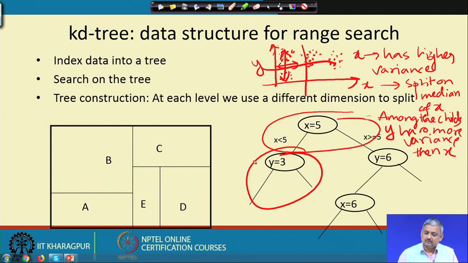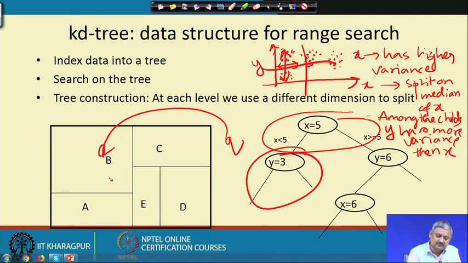This way you continue and you get your tree, and then finally, you do a range search. When a query point comes, you push it down the tree, put it into one of the boxes, find the neighbors among this box and find the k neighbors.